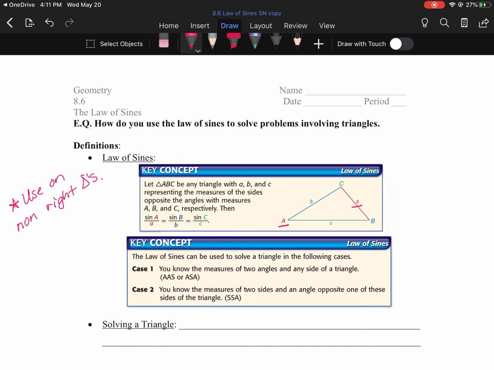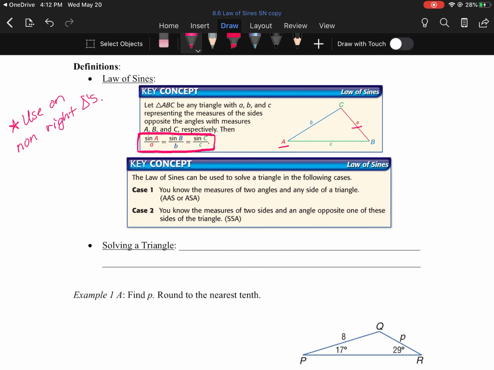And with that being said, we can set up these three ratios. We know that the sine of A over a is equal to the sine of B over b and the sine of C over lowercase c. To solve this triangle, we would actually only need two of these to set up our proportion and solve using cross multiplication.